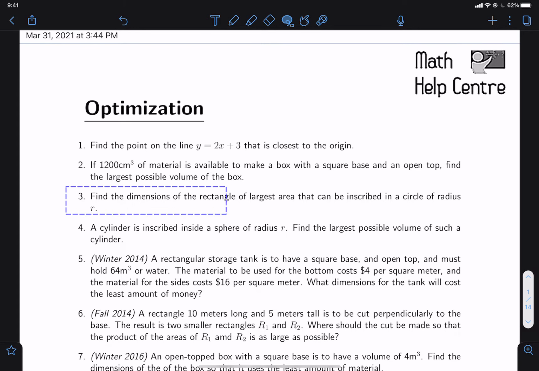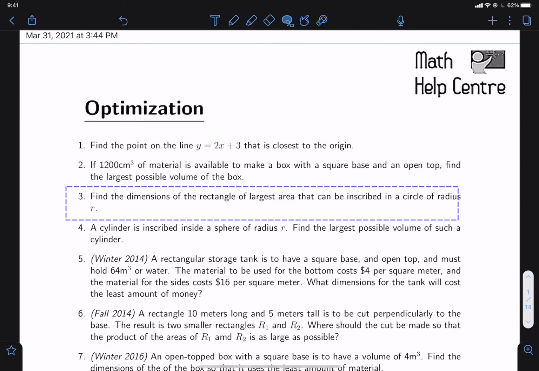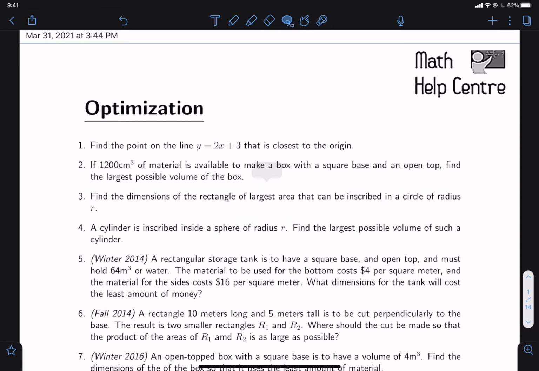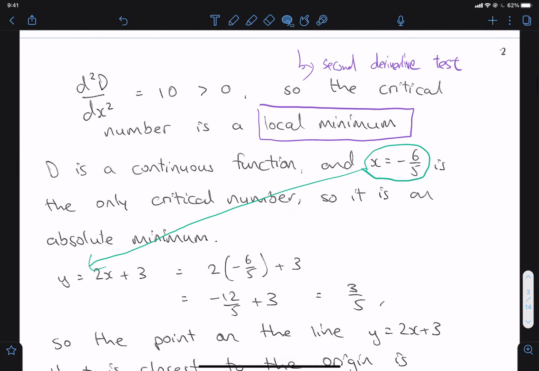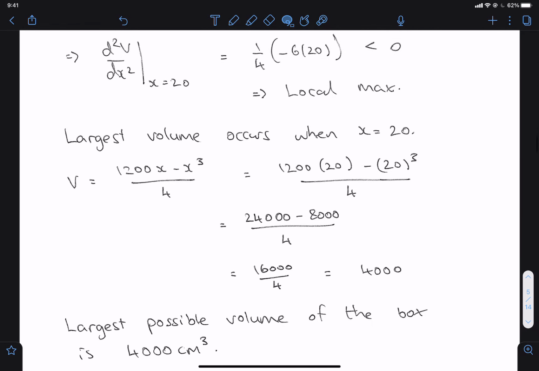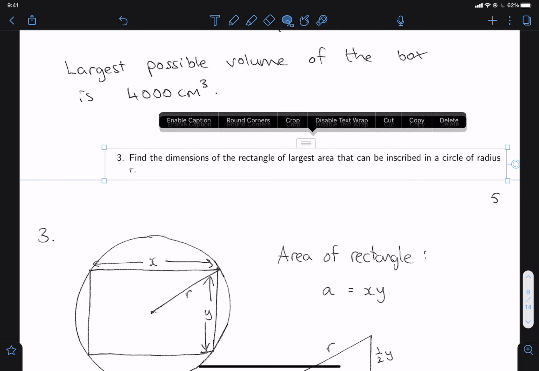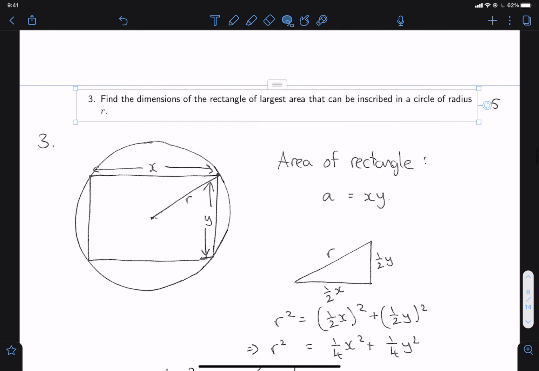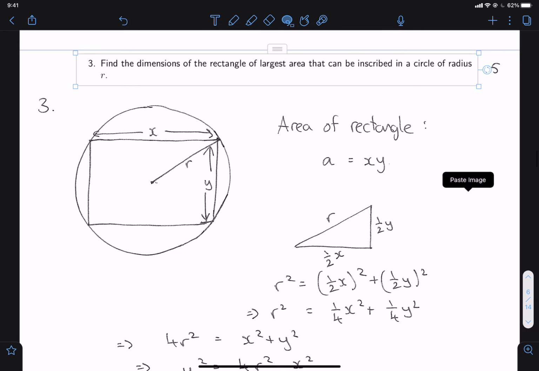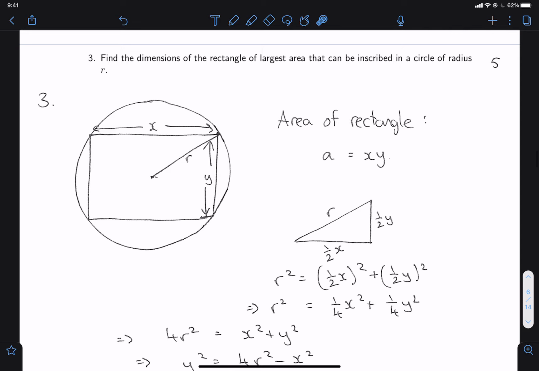The third question here: find the dimension of the rectangle of the largest area that can be inscribed in a circle of radius r. Okay, go to the third question here. So basically you have a circle of radius r, right? And you want to inscribe a rectangle inside it so that the rectangle is as large as possible.